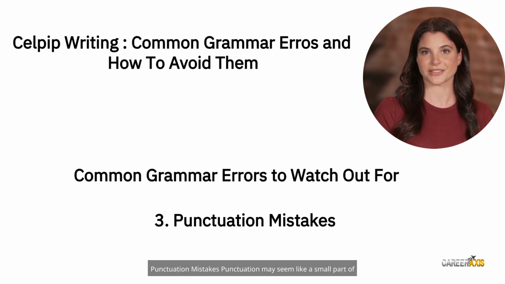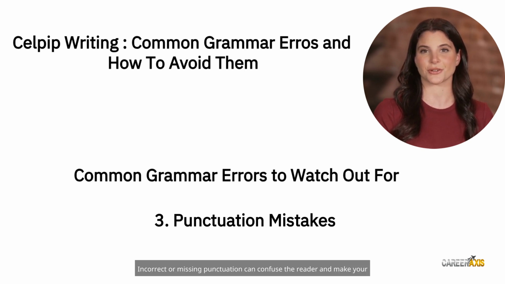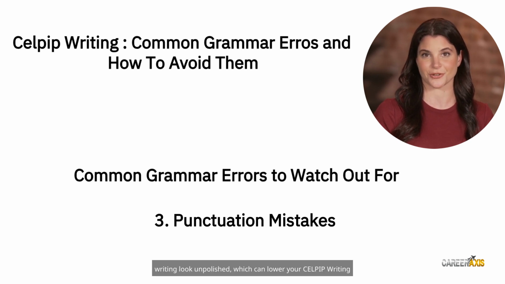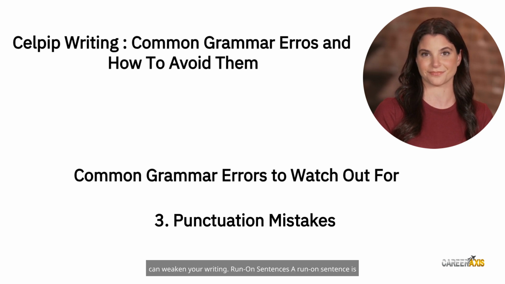3. Punctuation mistakes. Punctuation may seem like a small part of writing, but it plays a big role in making your ideas clear and easy to understand. Incorrect or missing punctuation can confuse the reader and make your writing look unpolished, which can lower your CELPIP writing score. Missing commas, using run-on sentences, or forgetting periods can weaken your writing.